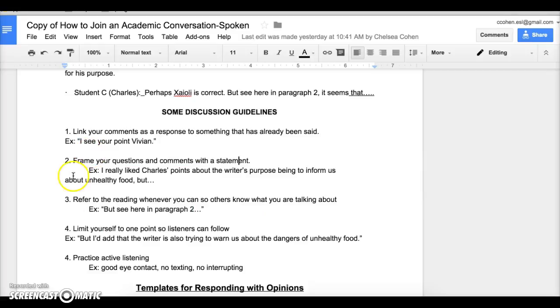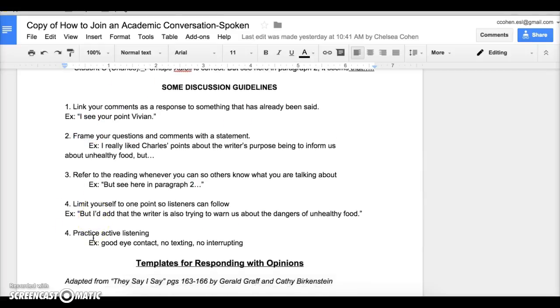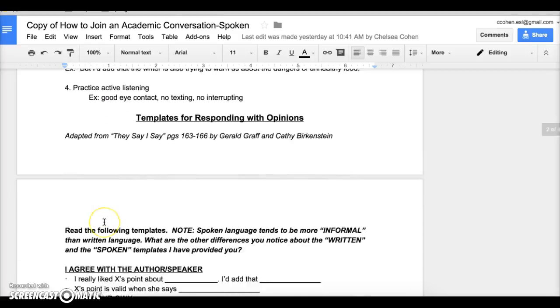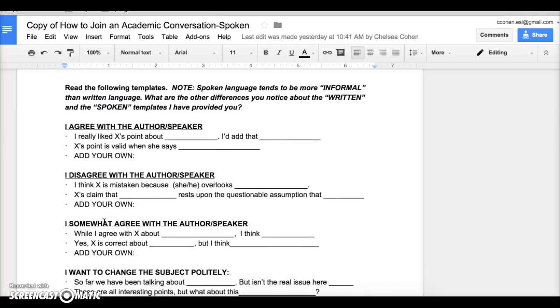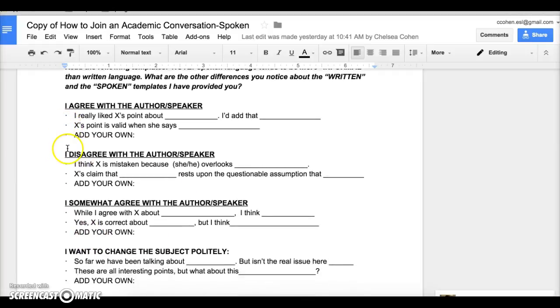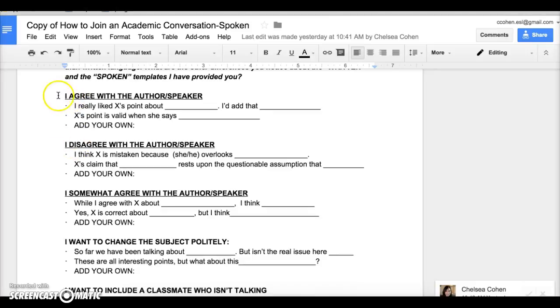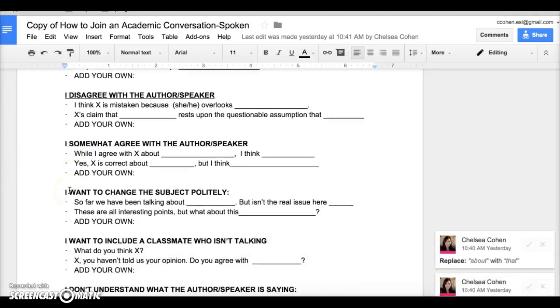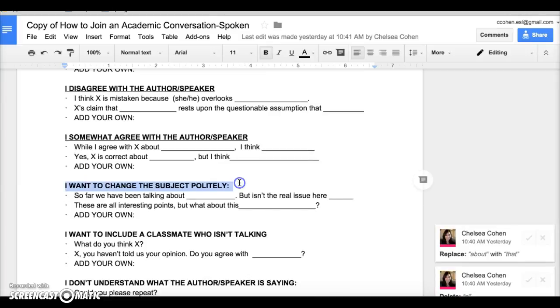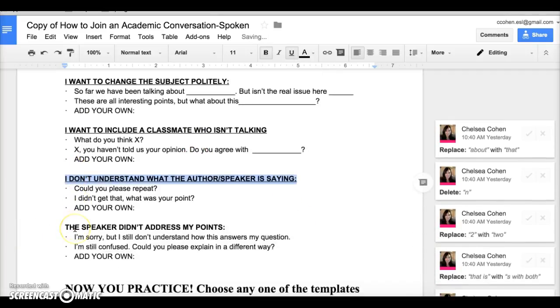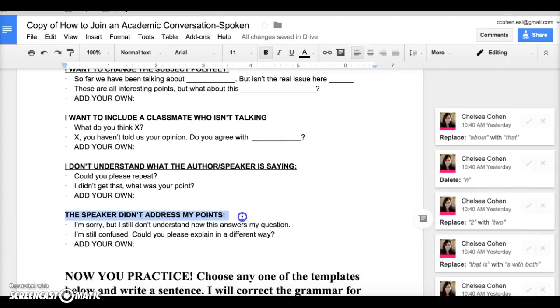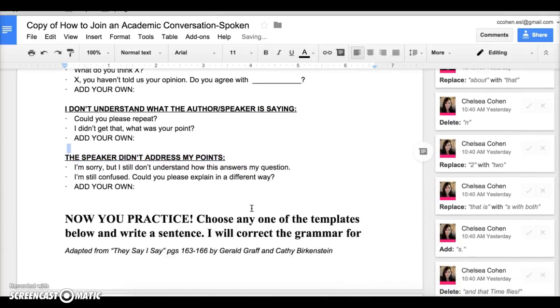I give you examples here, so take a look at these carefully. Then I give you some language cues that you can use. These are all formal in the discussion next week. So here's how you disagree, how you agree, somewhat agree, and how you politely change the subject. Doris mentioned that today. And if you don't understand what the author is saying, here is how you can ask for clarification.